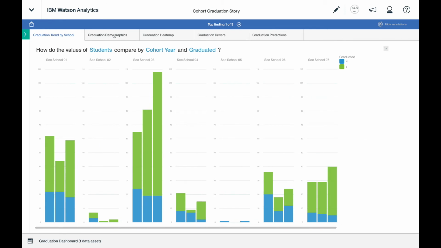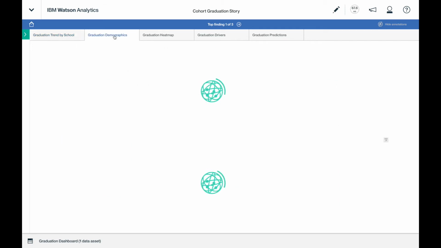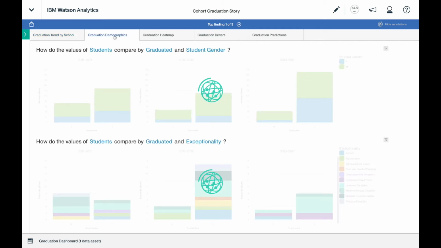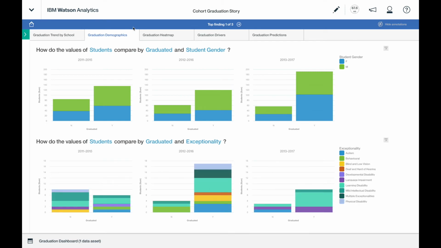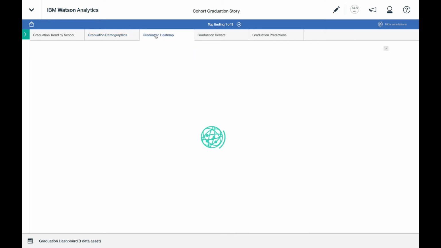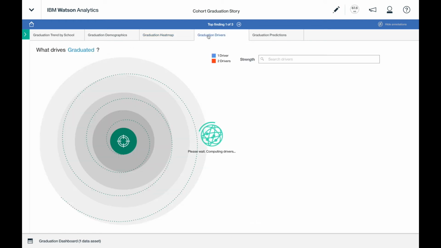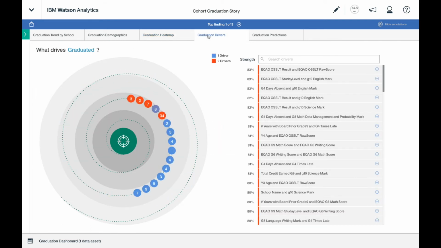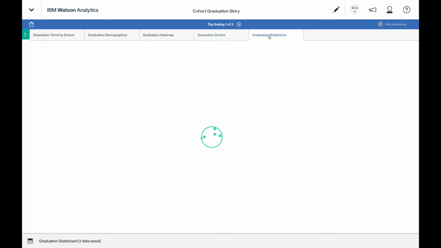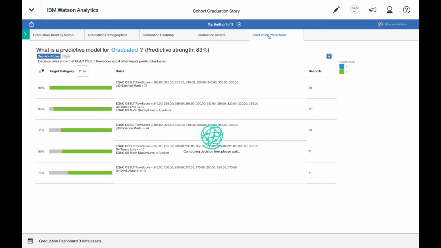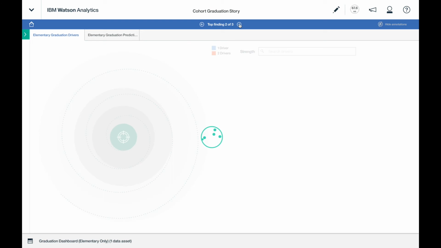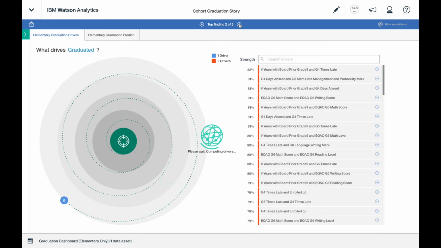Graduation trend by school shows me the graduation trend of high schools within the board. The Demographics tab displays the breakdown by gender and by exceptionality. The heat map displays the correlation between high school graduation and the number of years with the school board prior to grade 9. The Drivers and Predictions tabs illustrate the predictive models that Watson Analytics built for us. Navigating to the next series of analytics, I am presented with the drivers when using just elementary data.